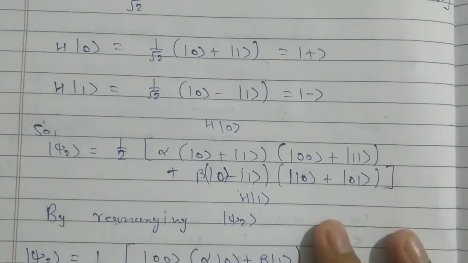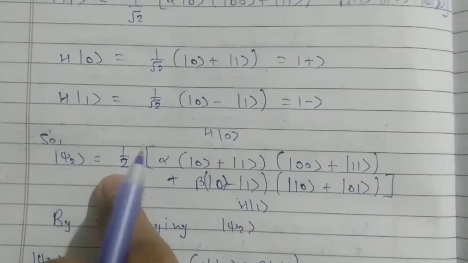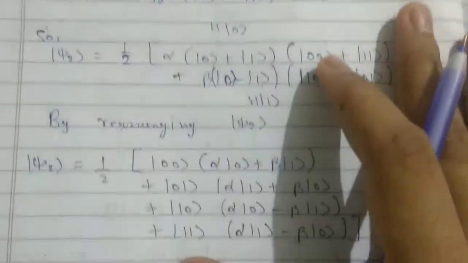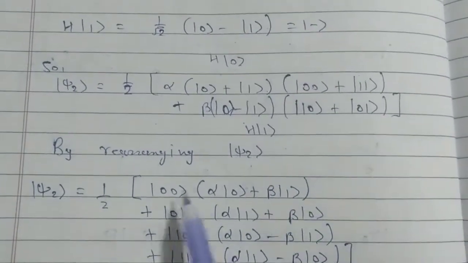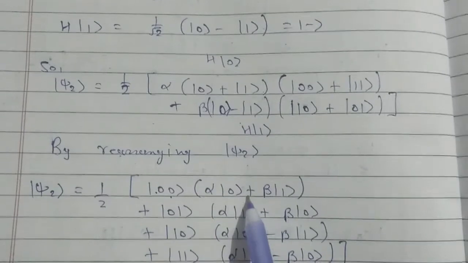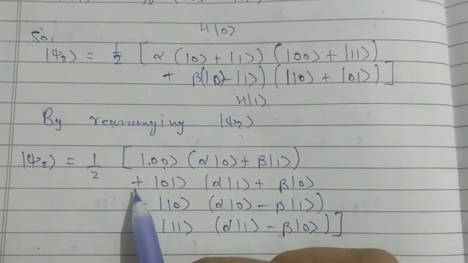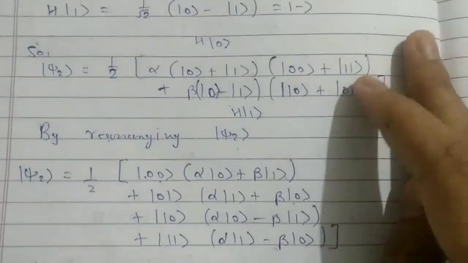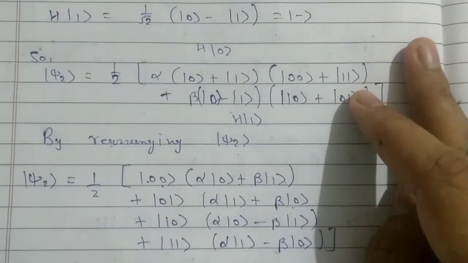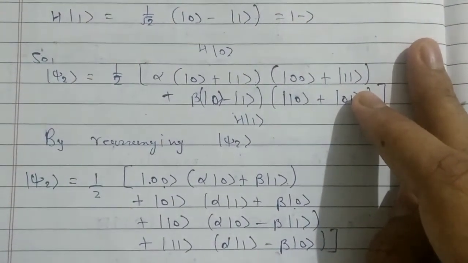Okay, now we have the state psi 2. If we rearrange psi 2 in the following manner, we'll get psi 2 as 00 (alpha 0 plus beta 1) plus 01 (alpha 1 plus beta 0), up to this term. So we get psi 2 as this term.